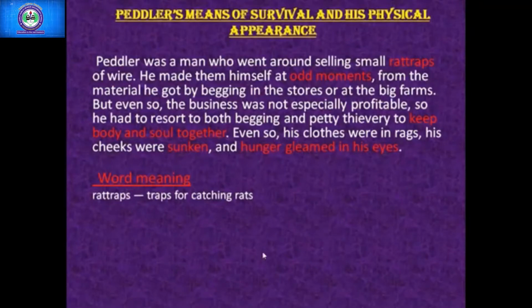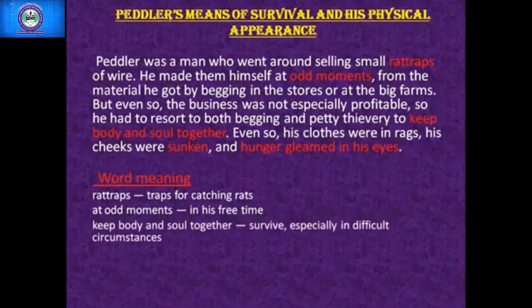So the peddler was a man who went on selling small rat traps of wire. He made them himself at odd moments. Odd moments means in his free time. From the material he got by begging in stores or at the big farms. But even so, as the business was not specially profitable, he had to resort to both begging and petty thievery to keep body and soul together. What is keeping body and soul together? That is survive, especially in a difficult circumstance.